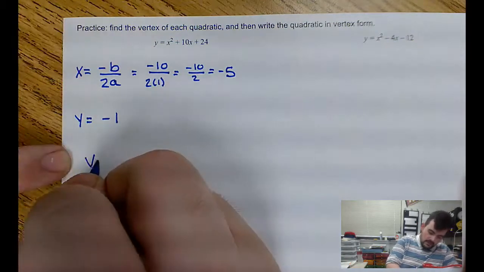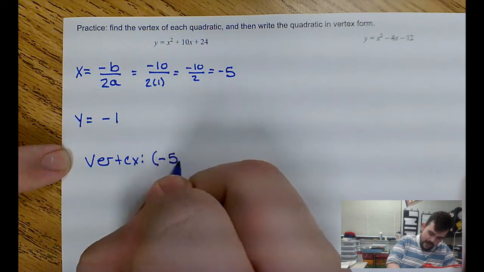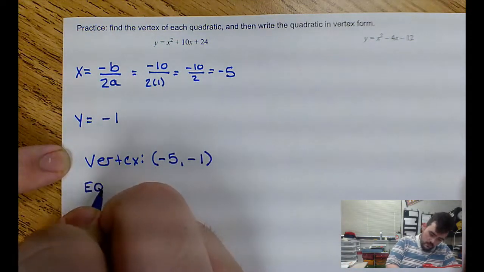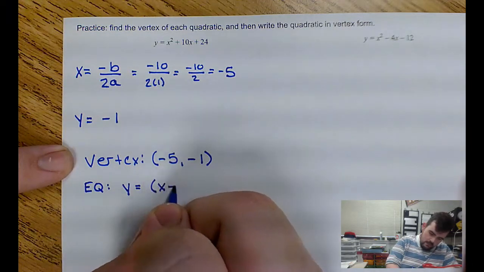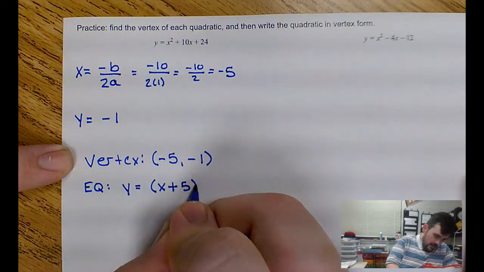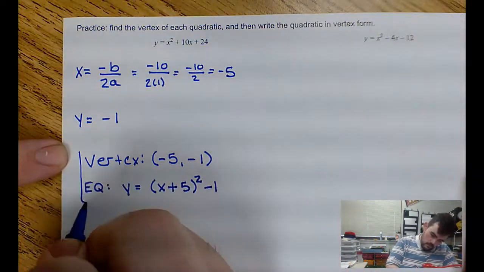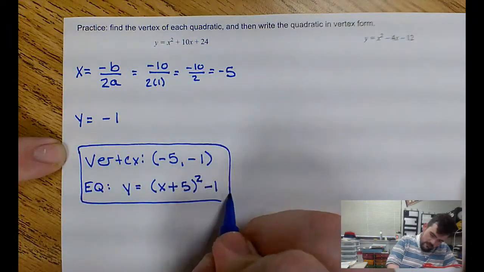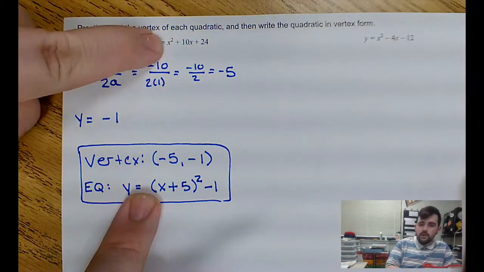My vertex is negative 5, negative 1. The equation is y equals (x plus 5) squared minus 1. There is no number that's really necessary to write in front of the parentheses here, just because the a value, the leading coefficient, was 1.